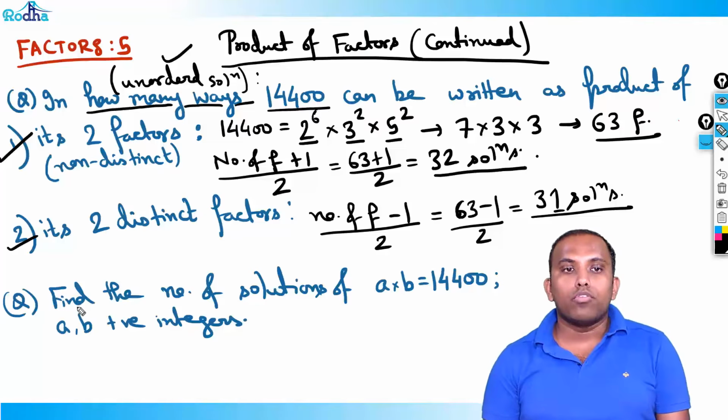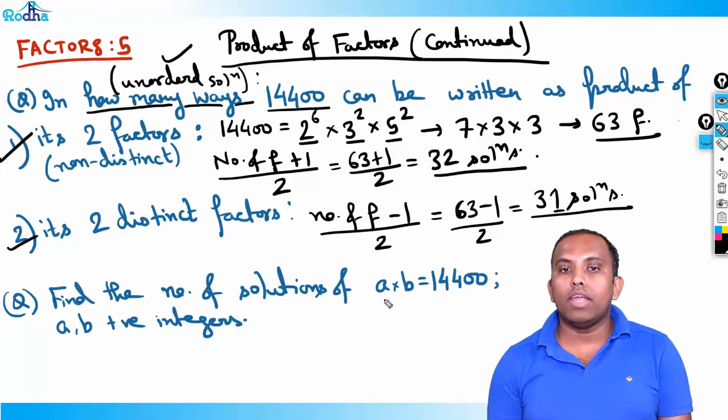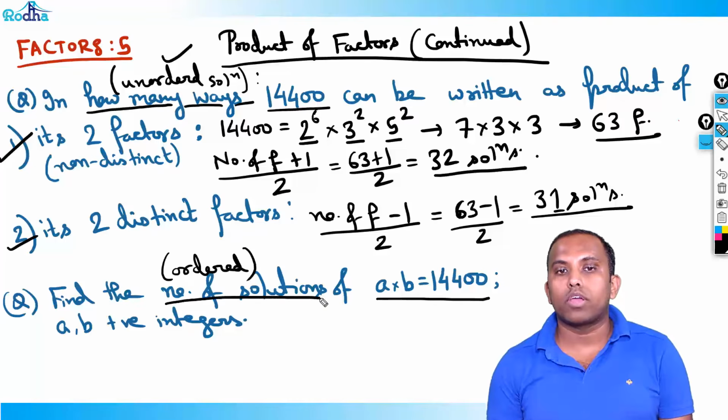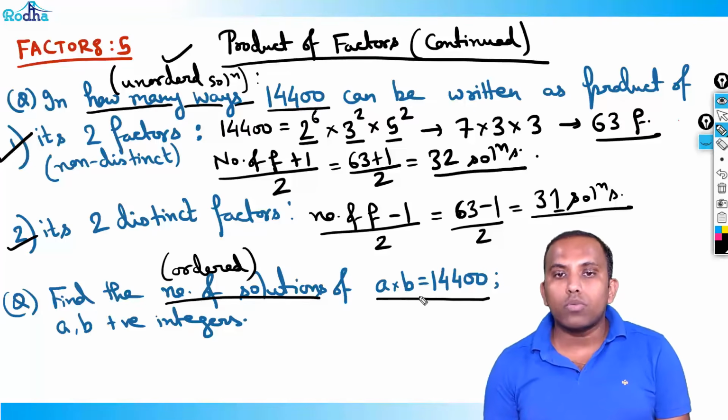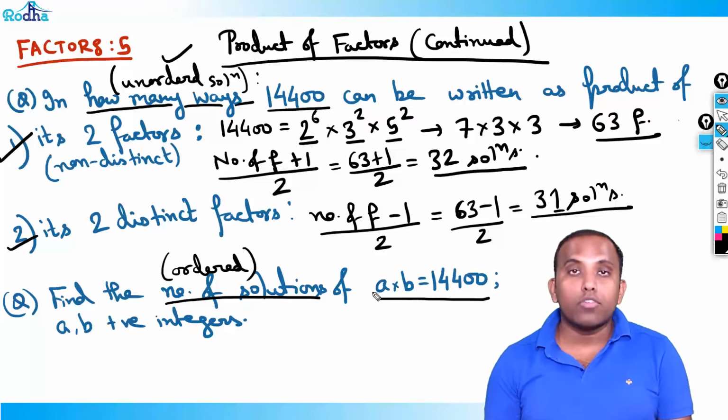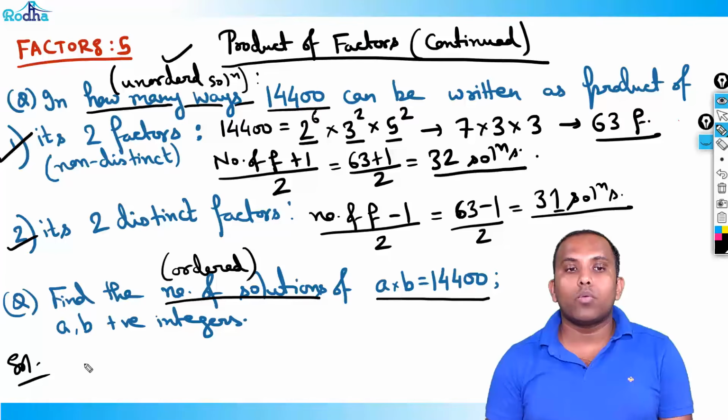Now, find the number of solutions of A into B is equal to 14,400. Variables are given, which means we have to find ordered solutions. For ordered solutions, what do we need to do? The answer is simply equal to the number of factors.